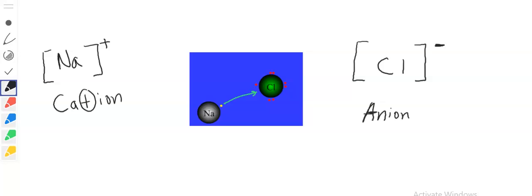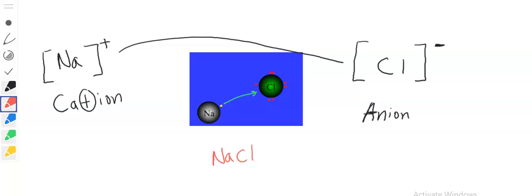Okay? So opposites attract here. So they come together. You get sodium, you get chlorine, and they come together, and they form what we call NaCl, sodium chloride, or otherwise known as table salt.